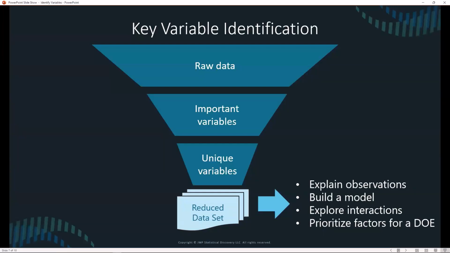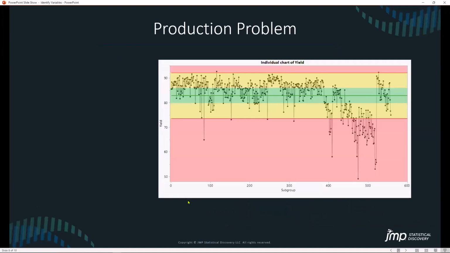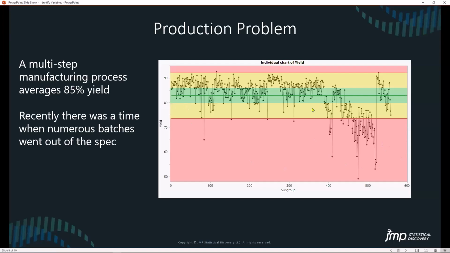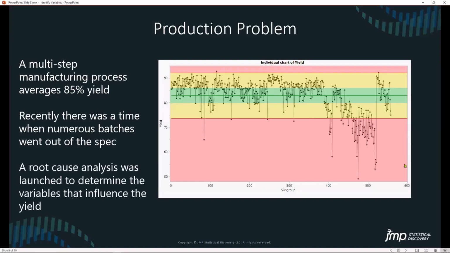So you want to reduce that data set down to weed out any variables that might not be important in predicting your response. And so what we're going to talk about today is this production problem. This is simulated data from some hypothetical factory that's producing product, and maybe we average typically around 85% yield, and there was a big drop in that yield. A lot of batches went out of spec, and we want to do some sort of root cause analysis to understand what parameters might be affecting that response.